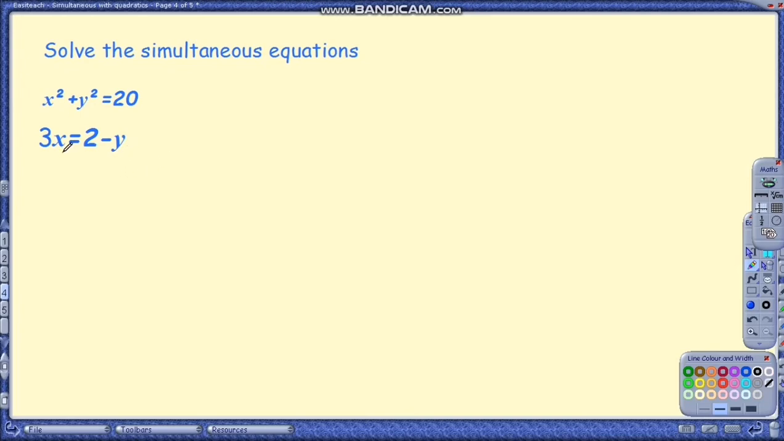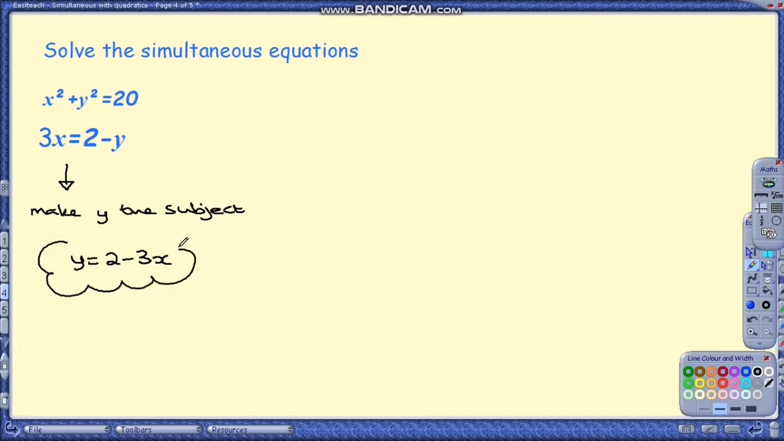In this case, x has a coefficient, but y doesn't. Therefore, I'm going to make y the subject. Purely because if I wanted to make x the subject, I would have to end up dividing all of this by 3, and we would have a fraction, and it just becomes more complex. So to make y the subject, y will be 2 minus 3x. Okay, so that's y. And then I'm now going to use this to replace the y by 2 minus 3x.